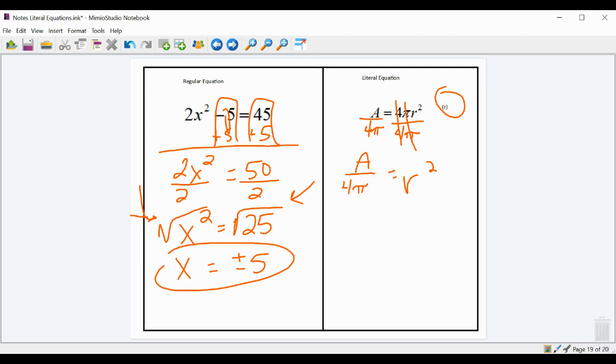How do you undo a square root? Or I'm sorry, a square. Good, square root it. You get r equals plus or minus the square root of a divided by 4 pi. Any questions?